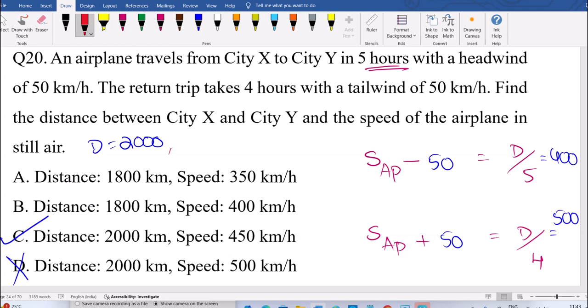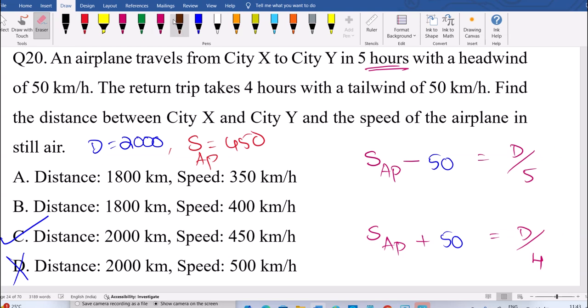The two equations, two unknowns, you can solve like that. One way of solving this question is two equations, two unknowns. Or else you can go with option verification. No, sir, I want to solve exactly, not option verification. Then what you can do? You can take D from both.